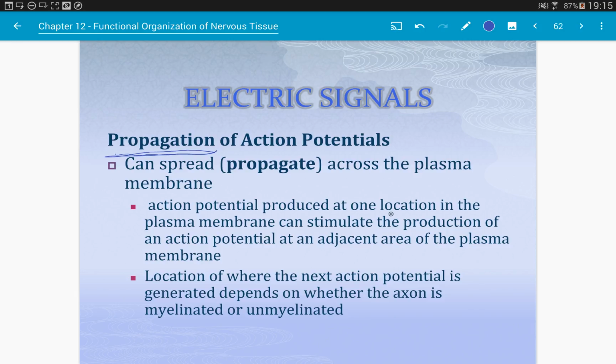Action potentials are produced at a location on the plasma membrane, and it will stimulate the spot right next to it. Let's say, a little bit of review, we have one sodium channel, and it opens up. Because it opens up, it stimulates the channels right next to it to open, and stimulates the channels right next to that. So you get this positive feedback cycle, which causes all those channels to open, and sodium rushes in. Remember that idea.